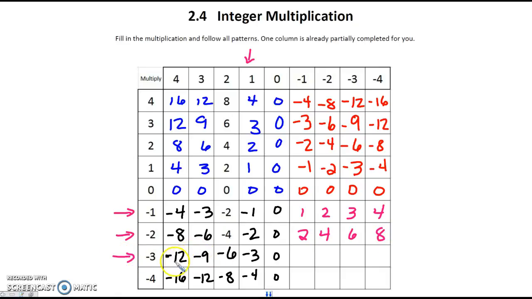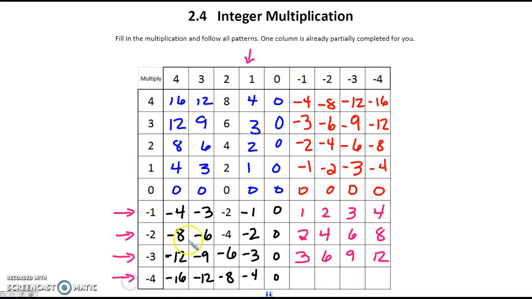Let's follow the pattern here. I'm adding 3 each time. -12 to -9, -6, -3, 0. What comes next? 3, 6, 9, 12.